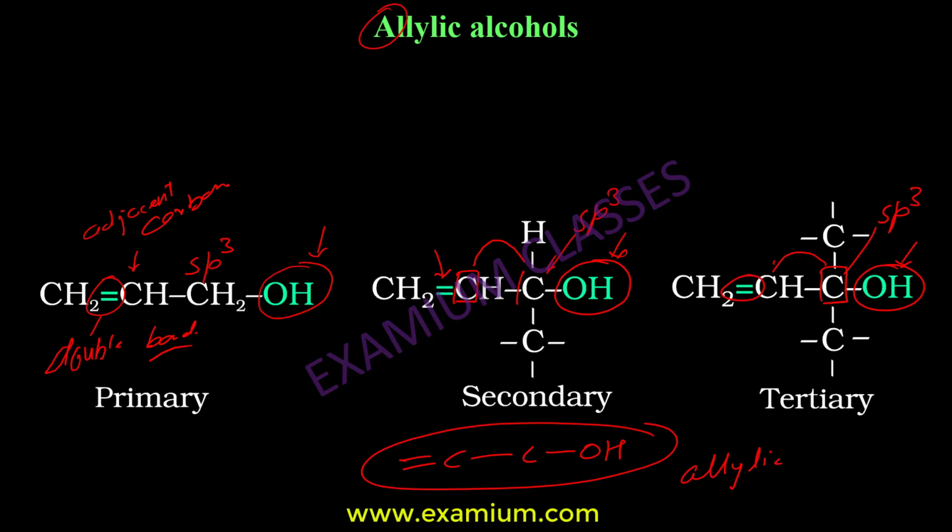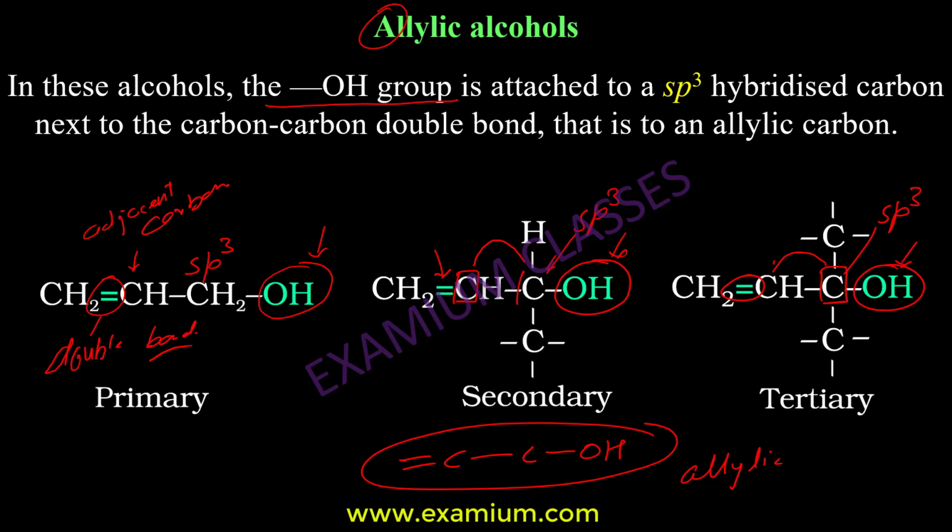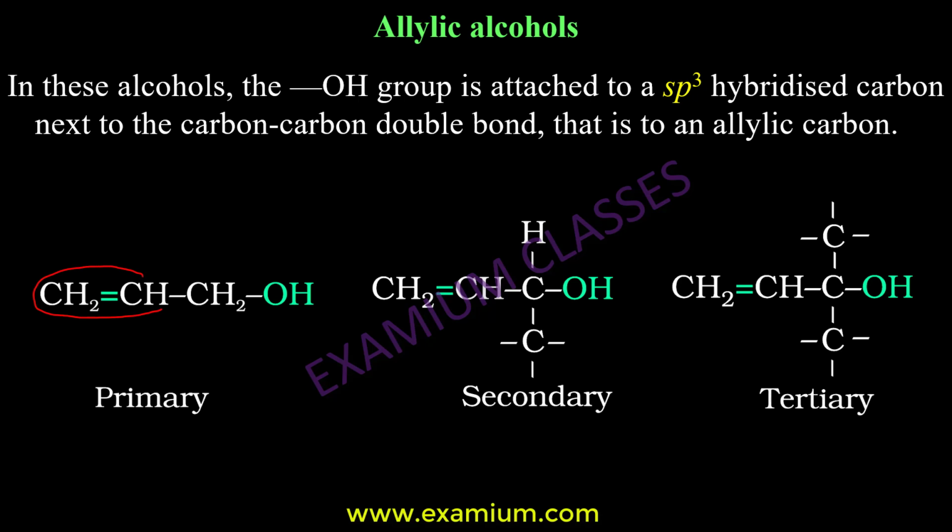So the definition of allylic alcohols is that the OH group is attached to an sp3 hybridized carbon next to the carbon-carbon double bond. In other words, the carbon-carbon double bond is there, and next to this one, this carbon has the OH group and this carbon itself is sp3 hybridized. Whichever way you want to memorize, I would suggest that you remember the definition in terms of the sp3 hybridized carbon atom, but apply the pattern which I have explained: the OH group is attached to this carbon, the adjacent carbon has a double bond, this will be allylic alcohol.